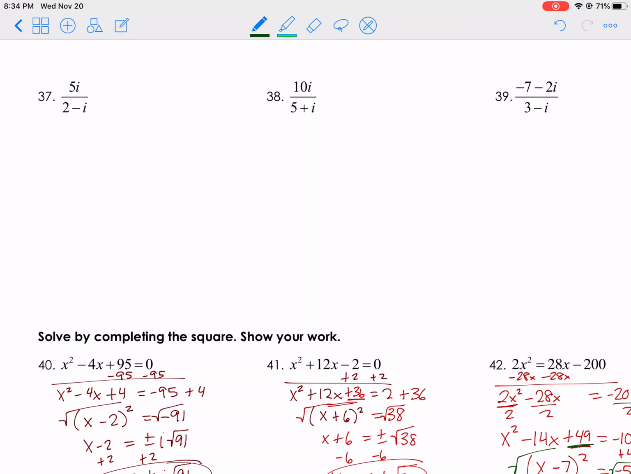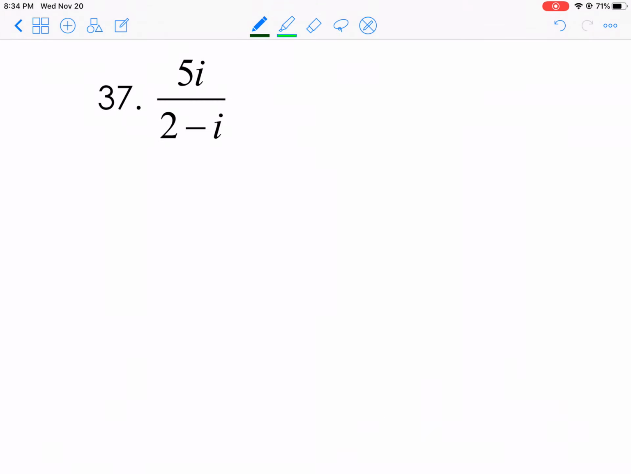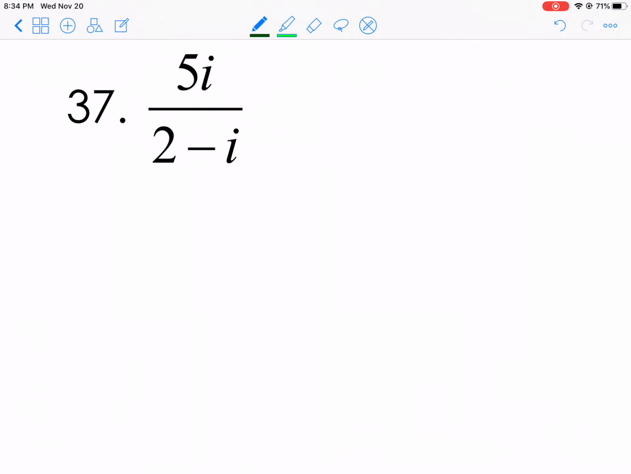Let's see, let's do this last bit here. So when we divide, we've got 5i over 2 minus i. Remember that i equals, by definition, the square root of negative 1. So we essentially have a radical on the denominator, and to be simplified, mathematically speaking, we don't want a radical on the denominator. So to get rid of that, I need to multiply by something very creative here.